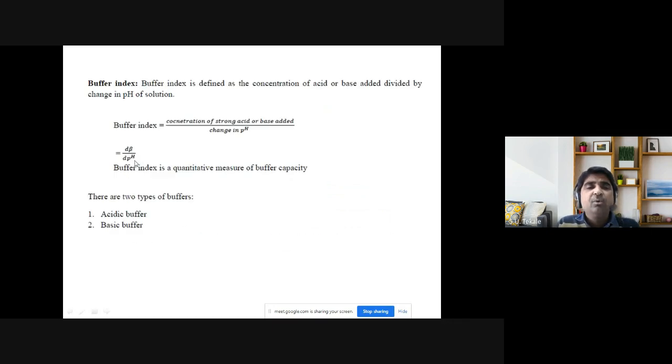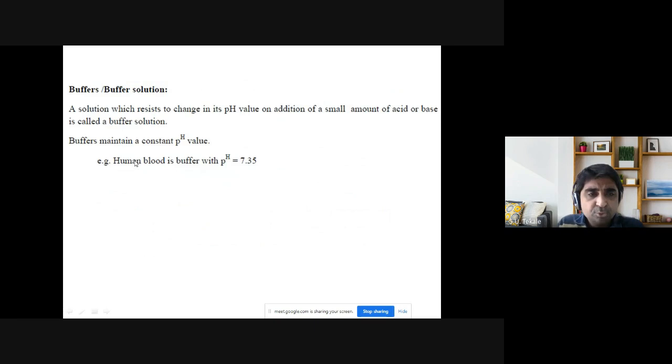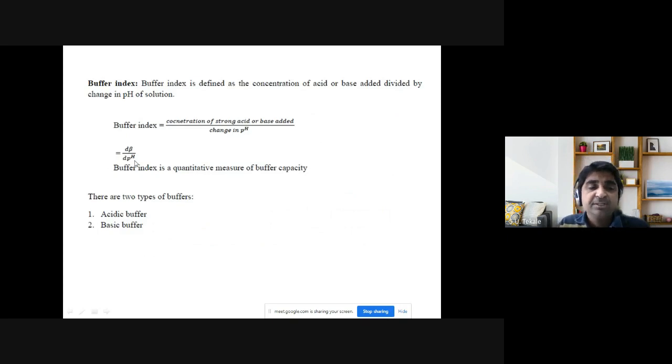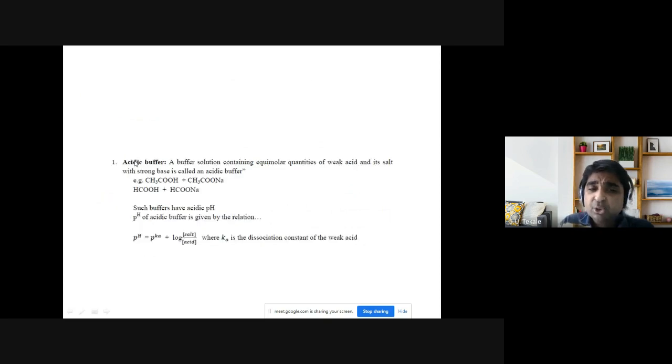So in this lecture, we considered what is meant by a buffer solution. A buffer solution is nothing but a solution which tries to resist change in its pH value on addition of a small amount of acid or base. We have considered human blood as a natural example of this buffer solution. Now, we have also seen the two types of buffer solutions. One is called acidic buffer solution, another one is called basic buffer solution.